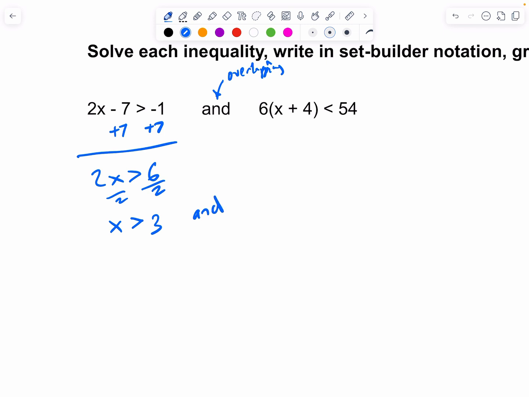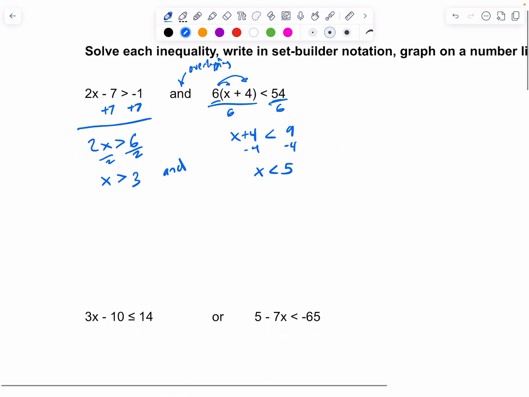And you would think to distribute, right? But actually notice that 6 and 54 are divisible by 6. So I actually might just divide this whole thing by 6. Divide by 6. And now I get x plus 4 is greater than 9. Subtract 4, subtract 4. X is less than 5.